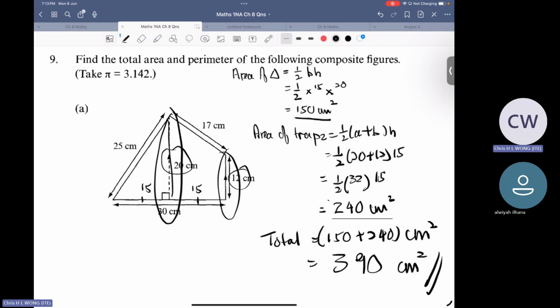Easy, eh? Okay. All good? 390 cm square. Easy, yeah? Too easy. Must do something more difficult. Okay. Let's move on. Can I move on? Okay, can I move on? Andy, good?